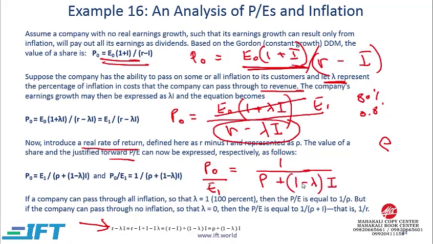What I would say is, once in your life, you go through this algebra and convince yourself. After that, you just remember this relationship, which says that the PE ratio for a company that doesn't have any real growth and can pass on lambda percent of the input inflation to customers is given by this. So if you have a low real rate over here, does that create a high PE? Yes. Remember, a low interest rate means a relatively high PE. So that is given by rho.